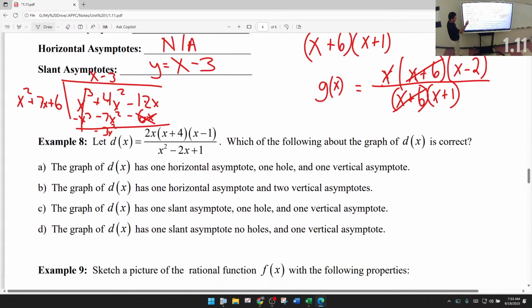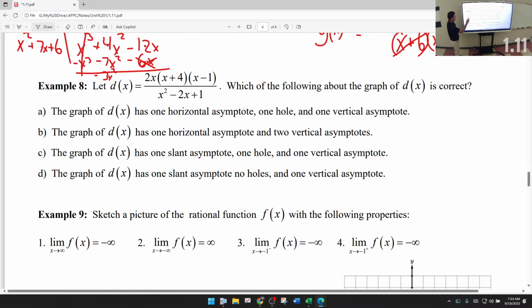What else we got? Oh, we got a multiple choice one. Which of the following about the graph is correct? Wow, we're all the way up to d of x. So we got to start using our little cranium up here. We got a 2x, we got an x, and we got an x. So that's 1, 2, 3 x's. So we have an x cubed on top. We have an x squared on bottom.